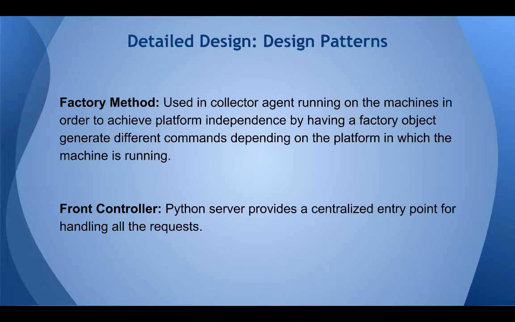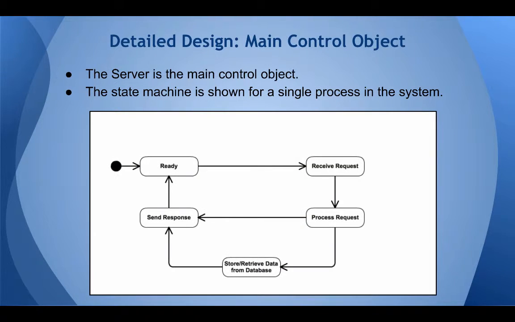Two main design patterns were used within our project. The first is a factory method, which is used in the collector to spawn the different collector objects. The second is the front controller, which is used in the Python server to provide a centralized entry point for handling all requests. The main control object for our system is our server.